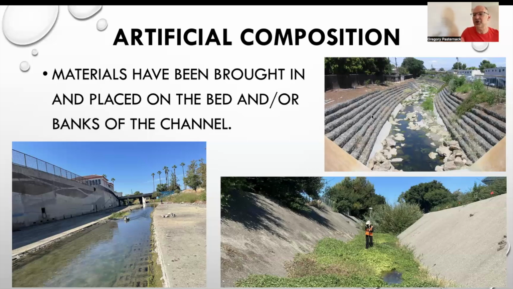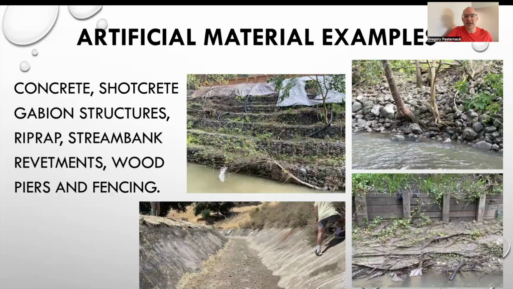There's plenty of other materials, and I'll show you some photos, whether it's wood or kind of anything else. If humans have placed it and it's defining the shape and structure of the banks or the bed, then it's artificial composition. What are some of the issues that come up? So let's look at some more examples.